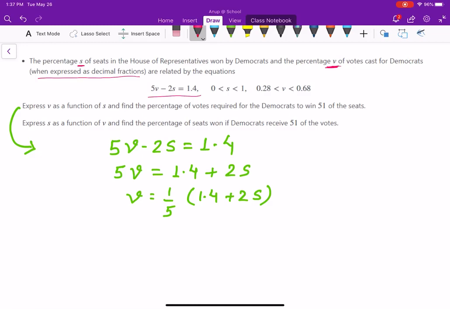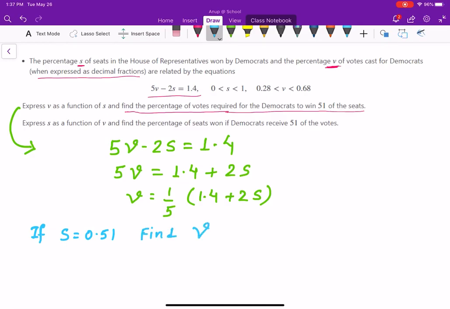What is the question here? Once we express it, we are asked to find the percentage of the votes required for the Democrats, that means find V, to win 51% of the seats. Everything has to be changed into decimals, so we find V when S is equal to 51%, which is 0.51 as a decimal fraction.